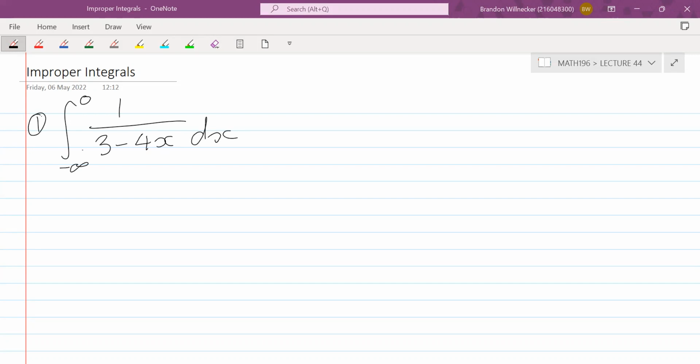We already see that we've got a minus infinity at the bottom here, so it's one of those infinite domain integrals, but we should also be careful about looking at this denominator. Could it be 0 on this interval? If it could be 0, then we're going to have a 1 over 0 situation, and that's going to go up to infinity. So let's check for the denominator being 0.